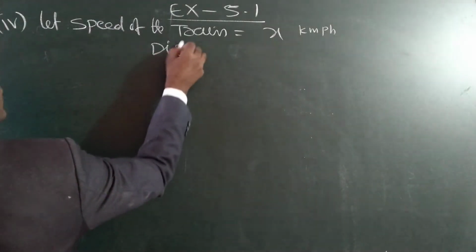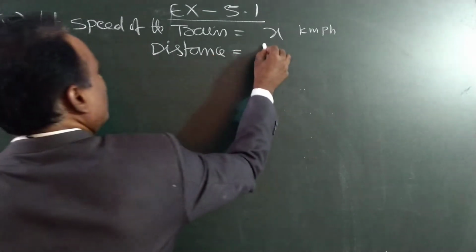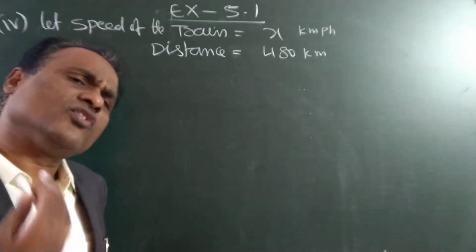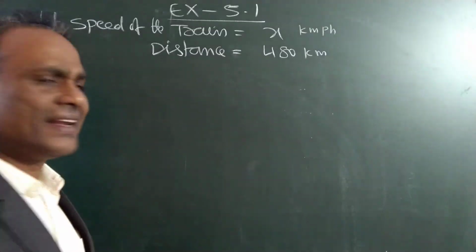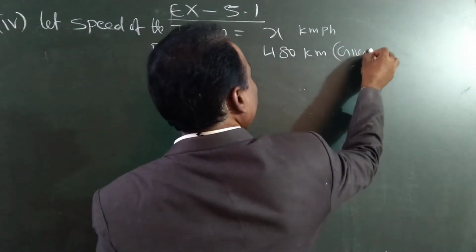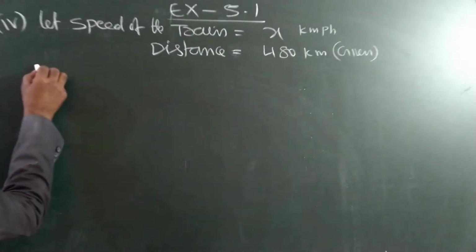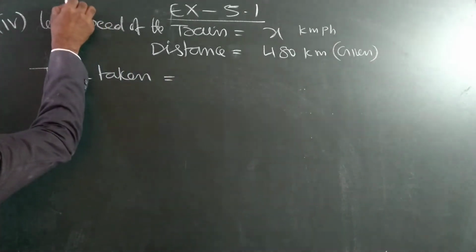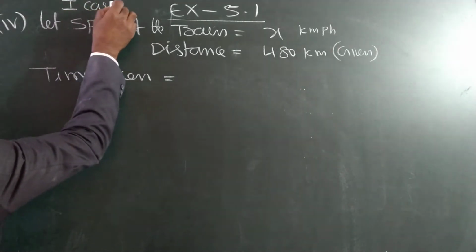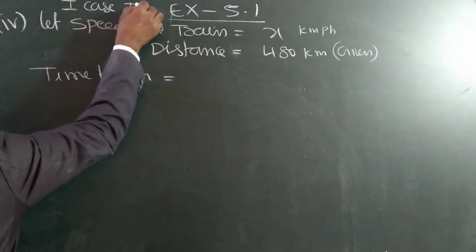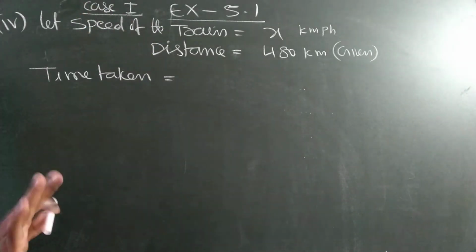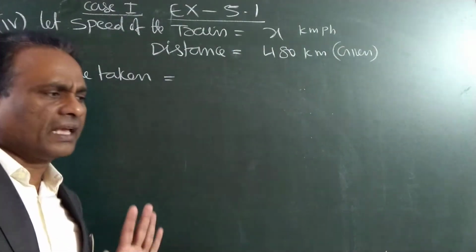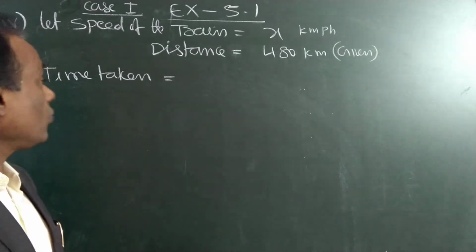How much distance does the train have to travel? 480 kilometers. Speed, let us assume, is x. Distance is 480, given. Then the time taken. This is the first case. There are two cases in this problem. First case: distance is 480, the train is moving at a speed of x. So what is the time taken?